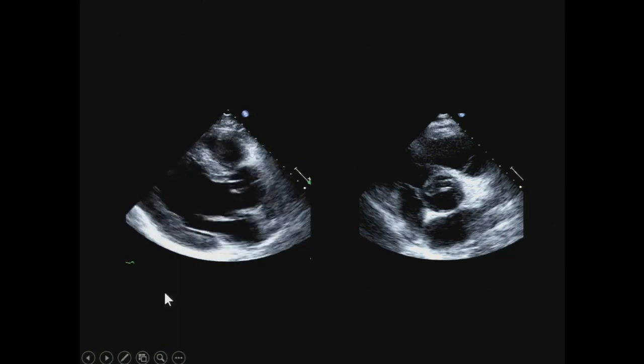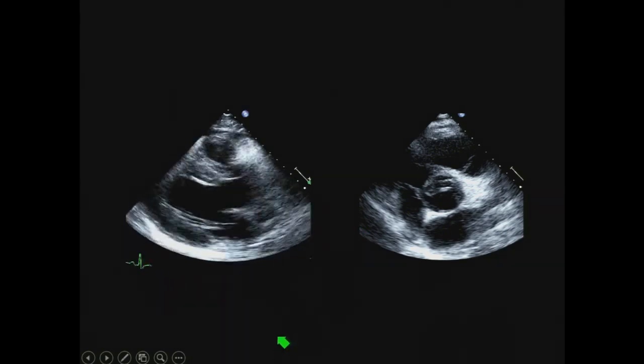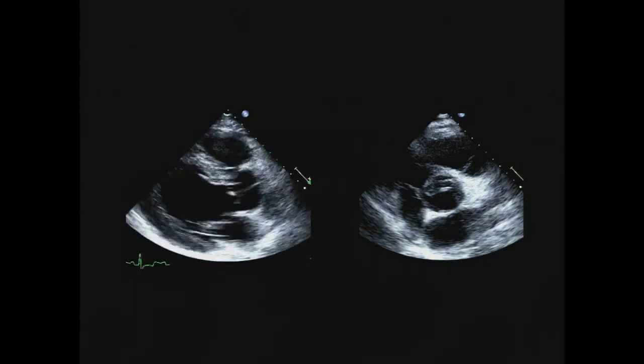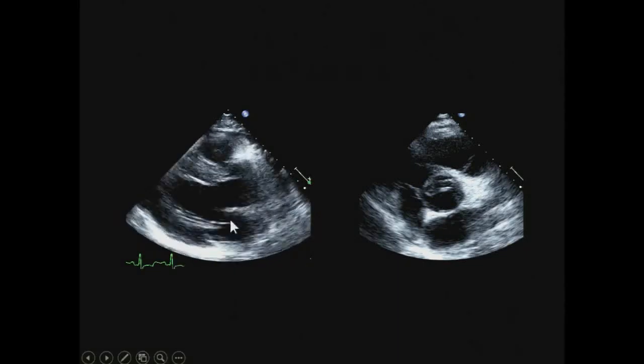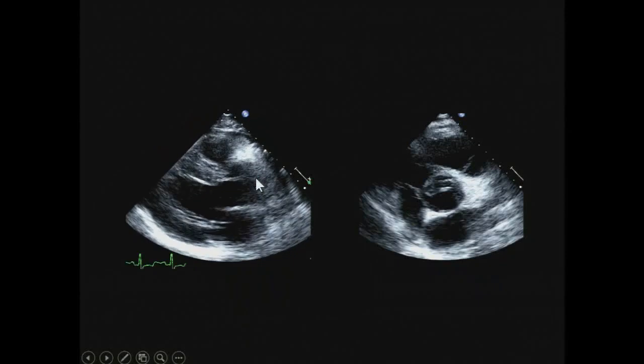Okay, dissection or no dissection? How many say dissection? How many say no? How many say not sure? Yeah, fine. It's hard. You see something there. The upper portion of the ascending aorta could not be well visualized.